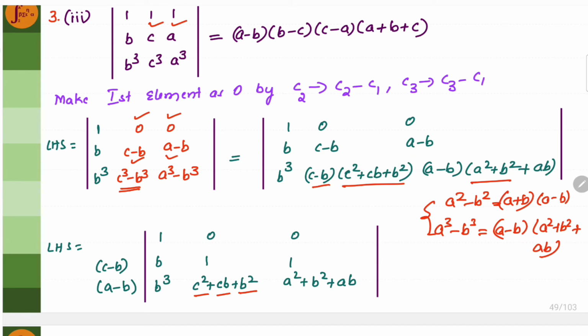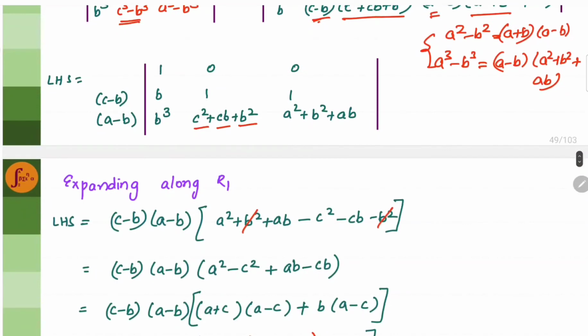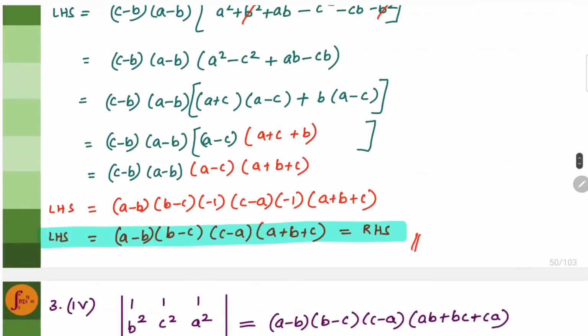So here if you notice, in this particular column you have c minus b as common, and in this column you have a minus b as common. Once you take the common factors outside, you can calculate the determinant. So use row 1 because this row has the maximum number of zeros. Now you call it expanding along row 1. Expanding along row 1, find the determinant. You will see that you get this particular determinant value, which is nothing but equal to RHS.